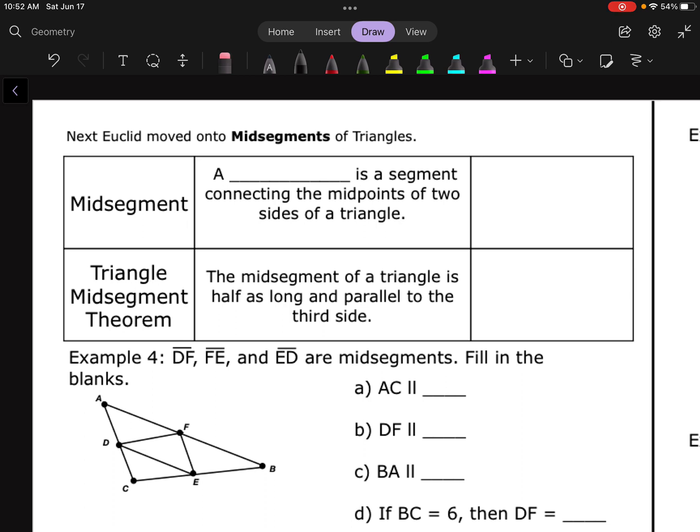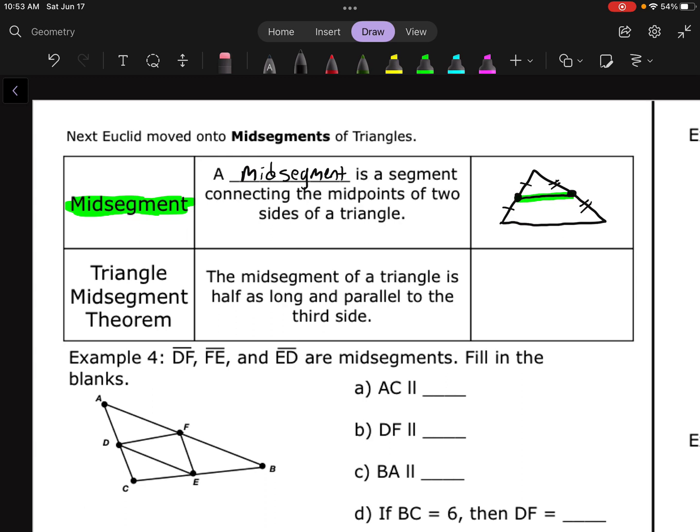Now a midsegment is a segment connecting the midpoints of two sides of a triangle. So if I got my triangle here and I find the midpoint over here, find the midpoint of that side, so it splits it into two equal parts. And I find the midpoint over here so that it splits that into two equal parts. Then this segment right there, that is the midsegment. So a midsegment connects the midpoints of two sides of a triangle.